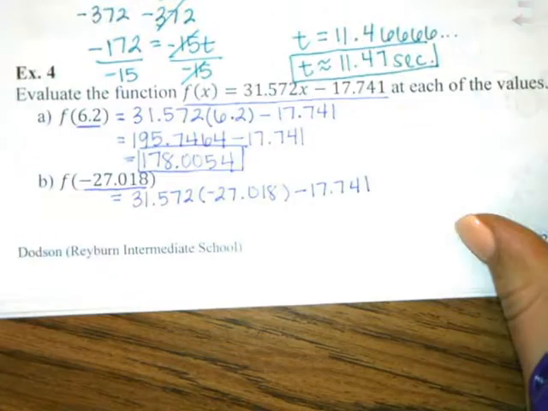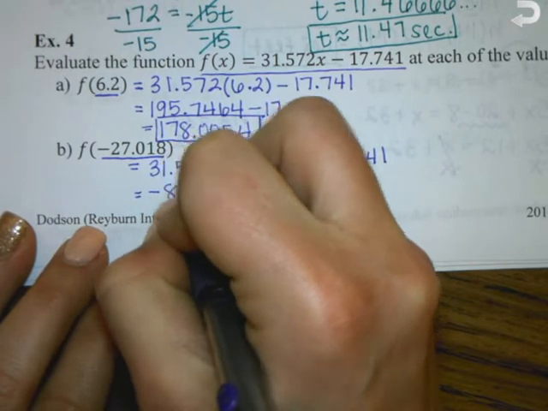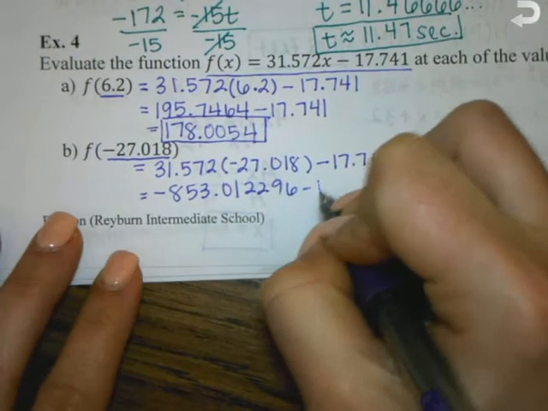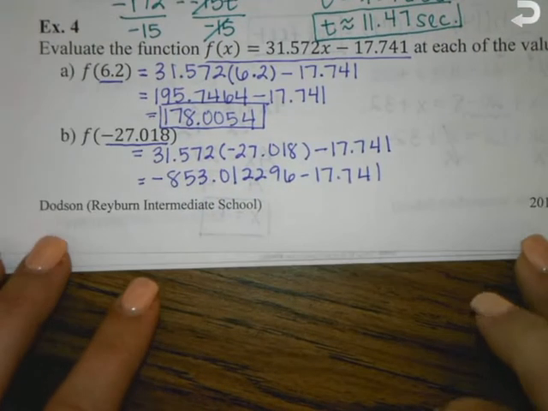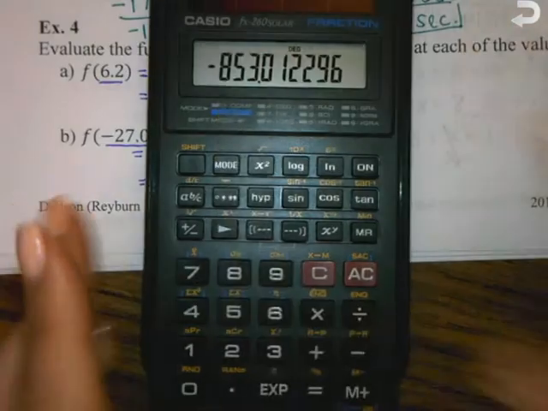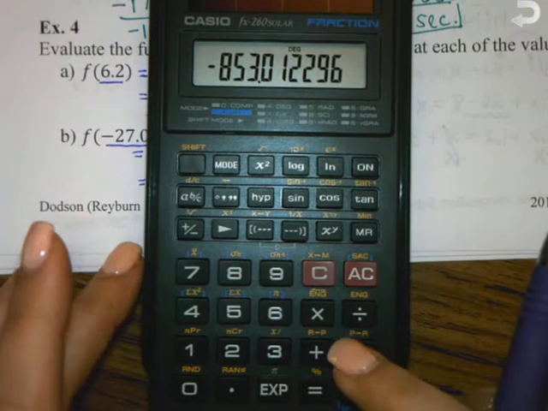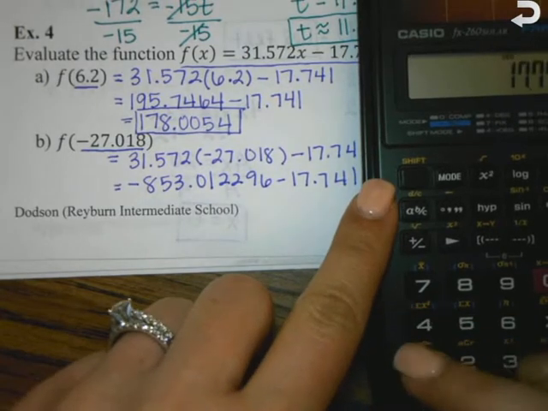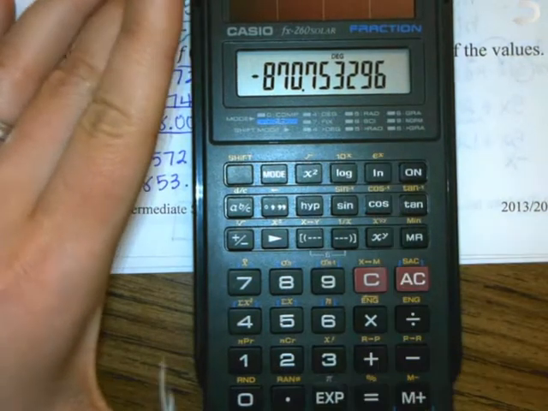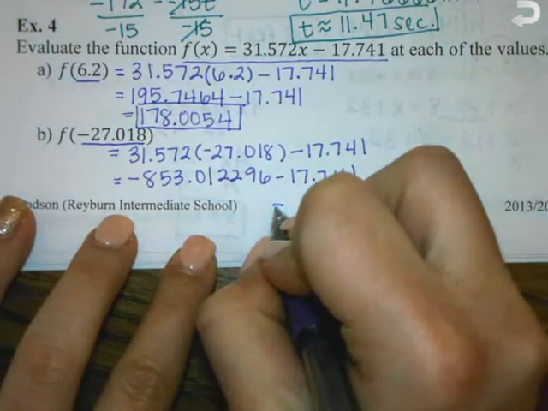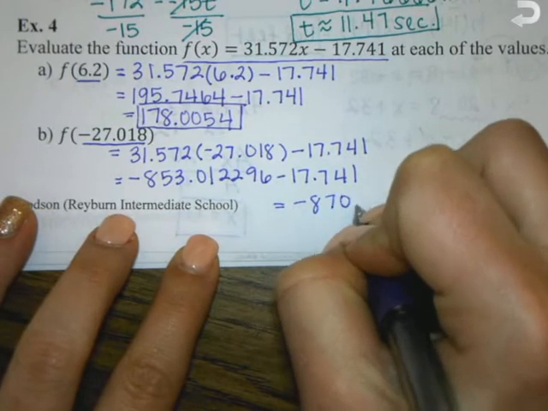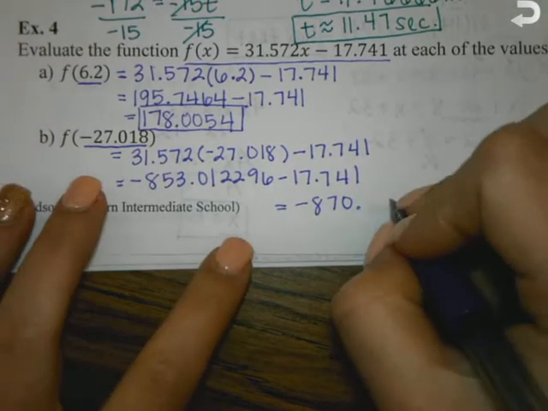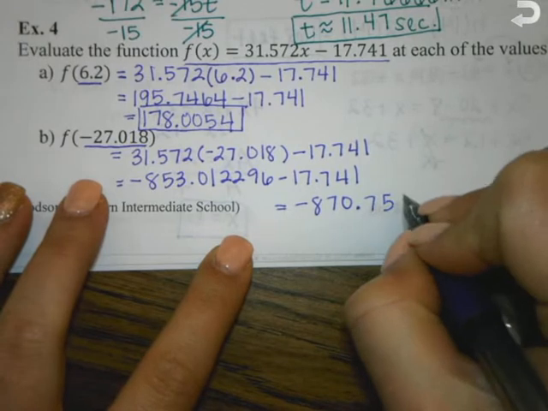So that comes out to negative 853.012296 minus 17.741. And so then take exactly what's on here, don't change anything, and just type in minus 17.741. And we get this whole big number. So I think we'll definitely have to round there. So that's going to give us negative 870 point. Because everything that we plugged in was to 3 decimal places, let's do it to 3 decimal places. So 0.753. And that's your answer.